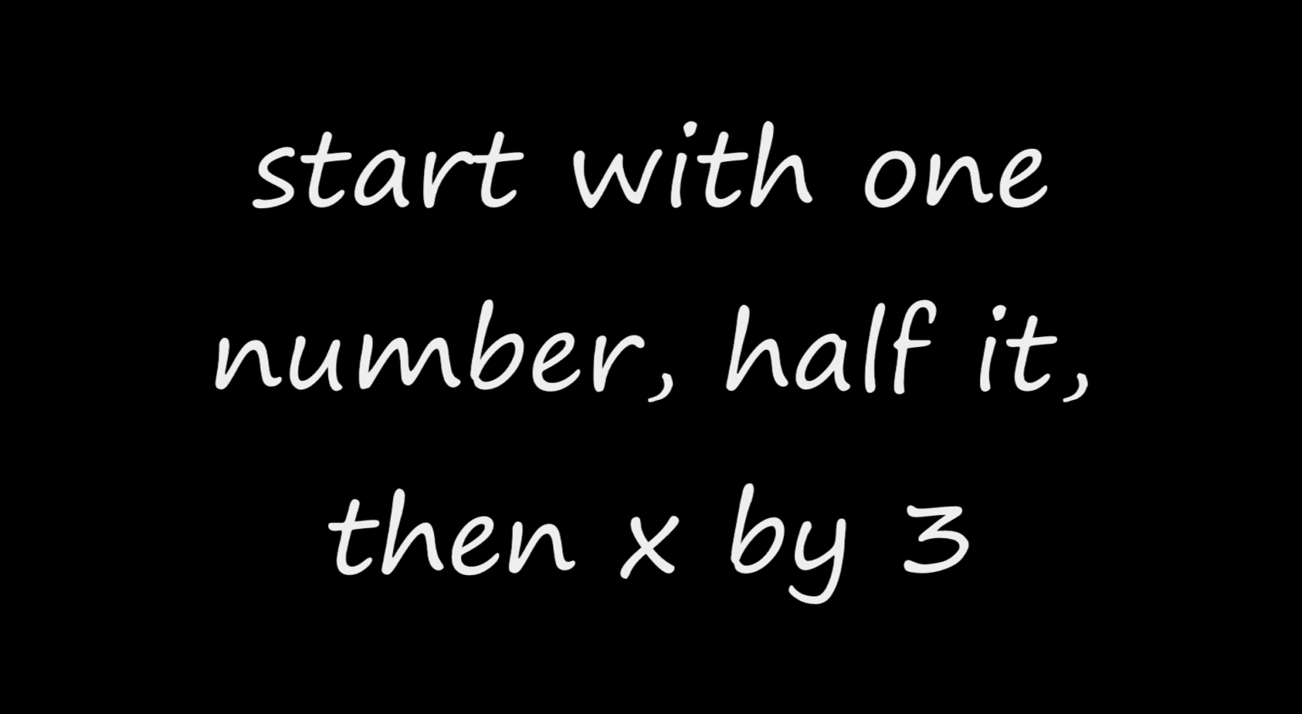Wow, I could create my own number sequence. It would start with one number, half it, then times it by 3. For example, 14, 7, 21, 10.5, 31.5, 15.75. I would call it the Eve sequence.